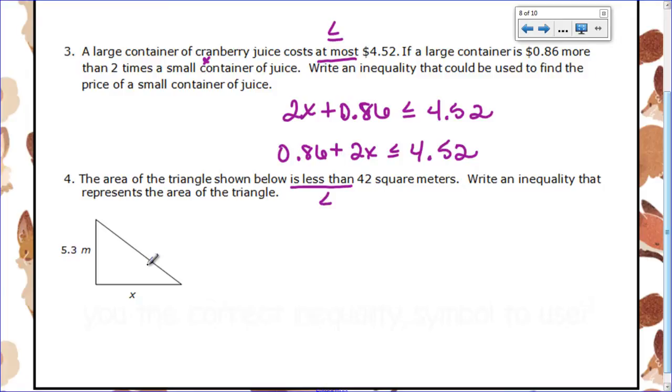Well, our area of a triangle is base times height divided by 2. So I have the base times the height, I know I said that backwards, divided by 2. And it tells me that that whole area has to be less than 42 square meters. So that's what the inequality would look like, and you would call it done.